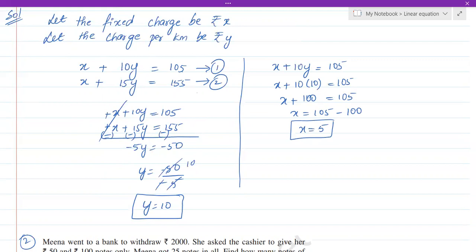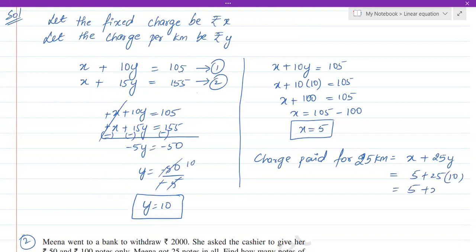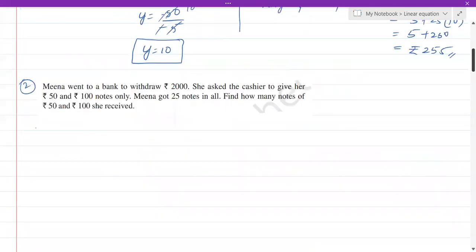We should also find the charge for 25 kilometer. Charge paid for 25 kilometer. See, we have to pay the fixed charge x, plus for 1 kilometer it is y rupees, 25 kilometer it will become 25y. So what is the x value? 5. What is the y value? 10. On substituting, 5 plus 250, so it will become rupees 255. Therefore the charge paid for 25 kilometer will be 255 rupees. Okay, so let's get into the next question.